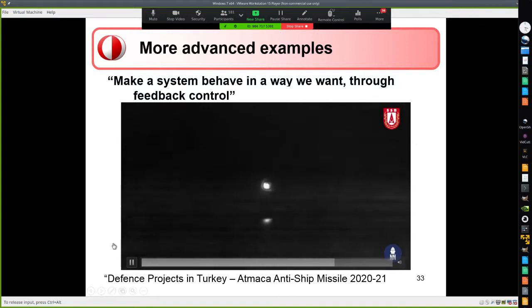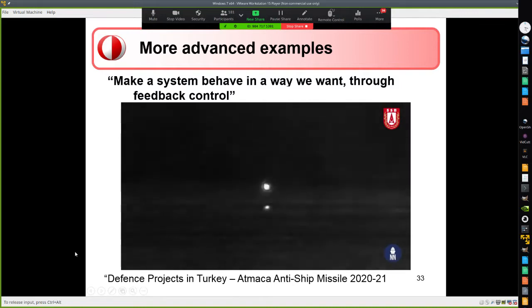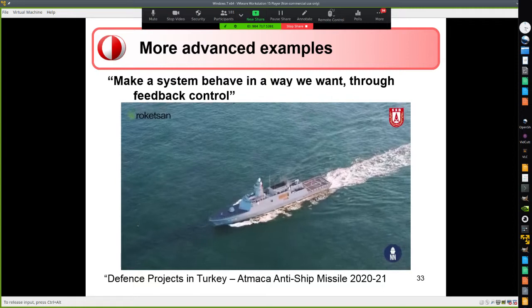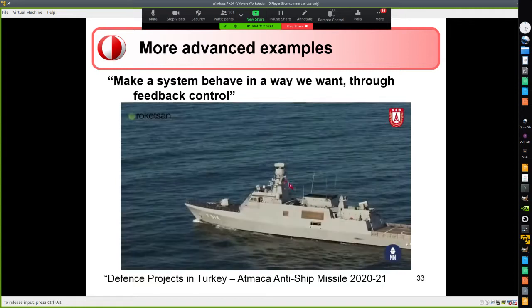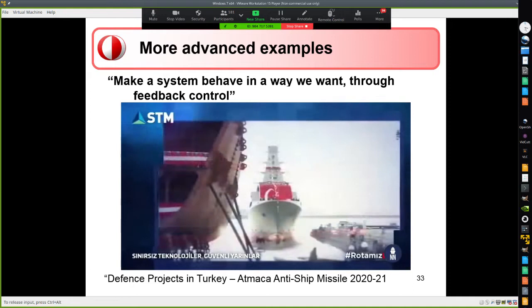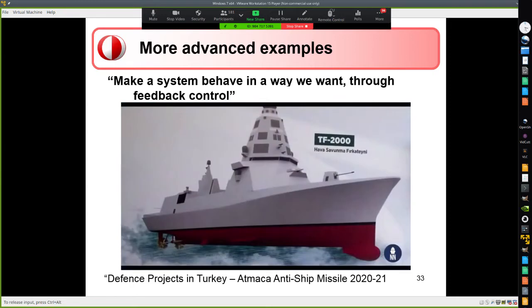Atmaca is said to become the anti-surface warfare weapon of choice aboard Turkish Navy modern surface combatants. It will be fitted aboard the Ada-class corvettes, the future Istanbul-class frigates, and the future TF-2000 class anti-air warfare destroyers.